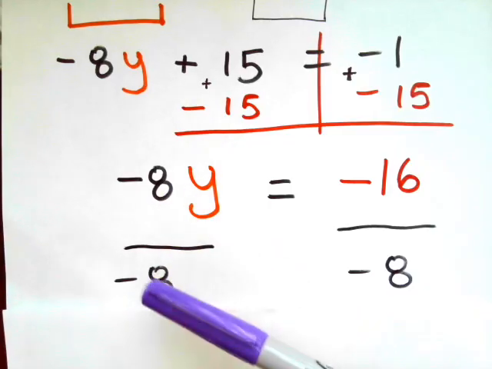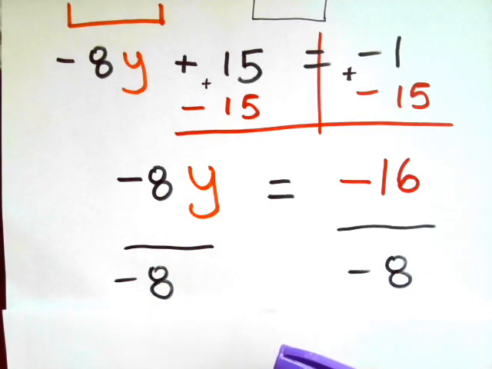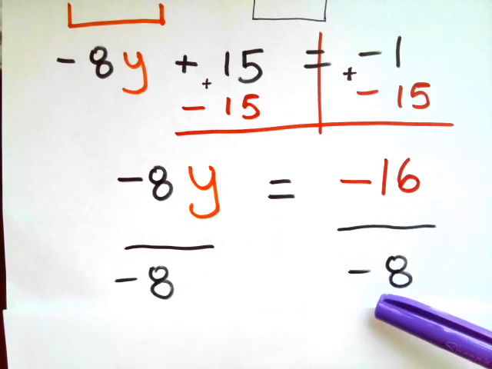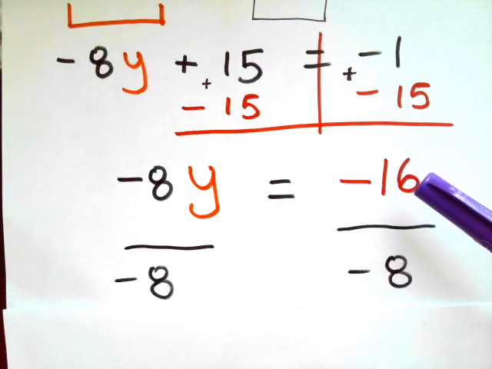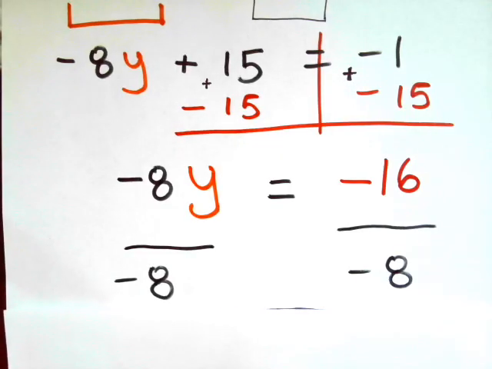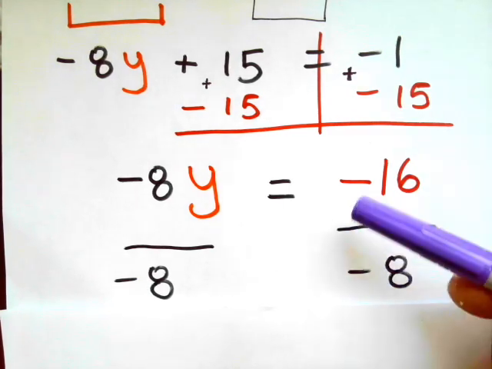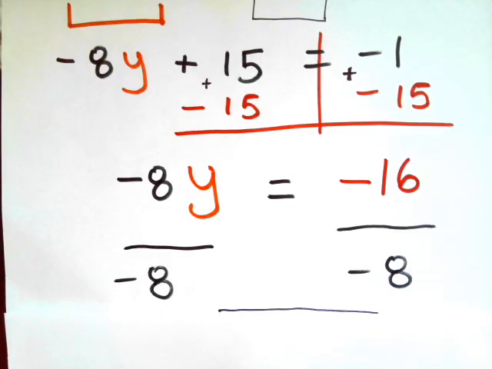Negative 8 divided by negative 8 leaves me 1y. Now y is all by itself. A negative divided by a negative is a positive. 16 divided by 8 is 2. I have a video out there on the adding, subtracting, multiplying, and dividing rules of integers, which are positive and negative numbers. If you need some review, go ahead and check that out.